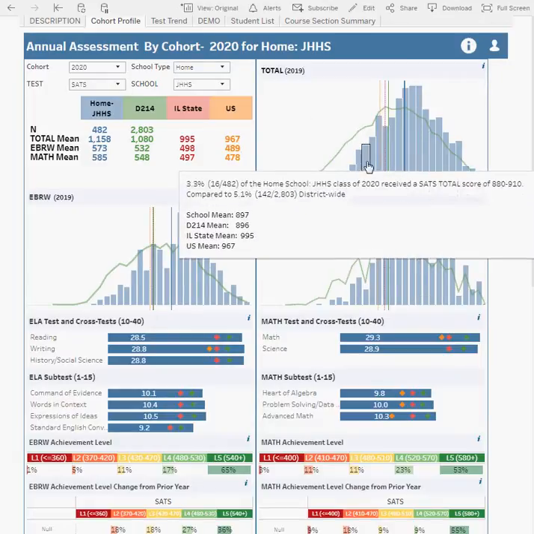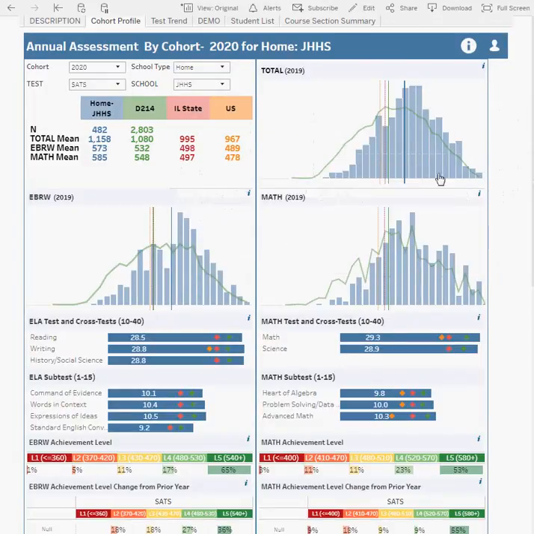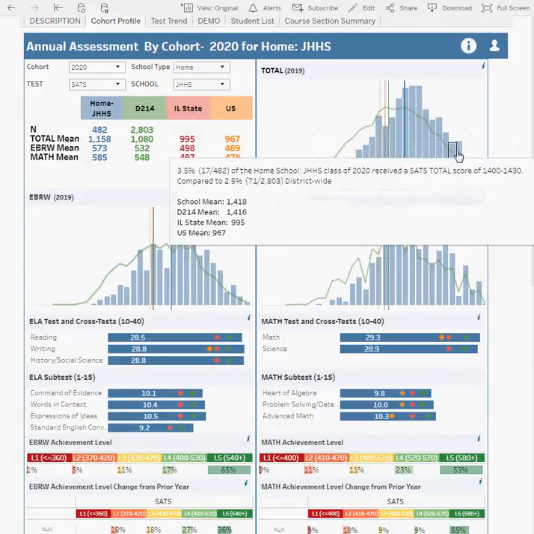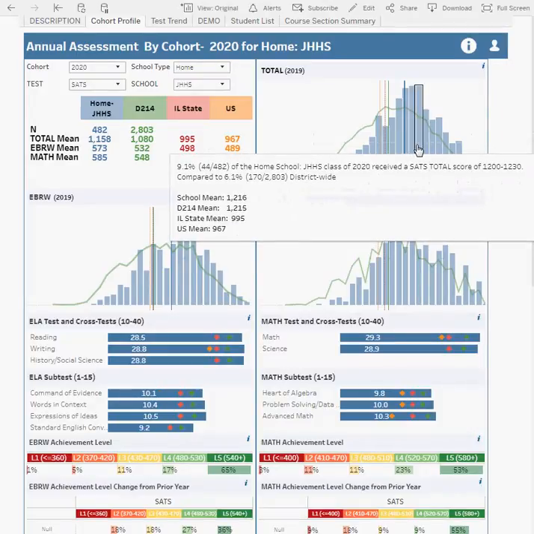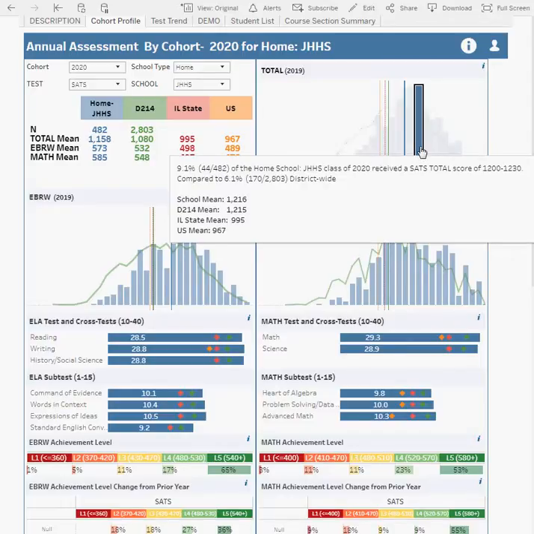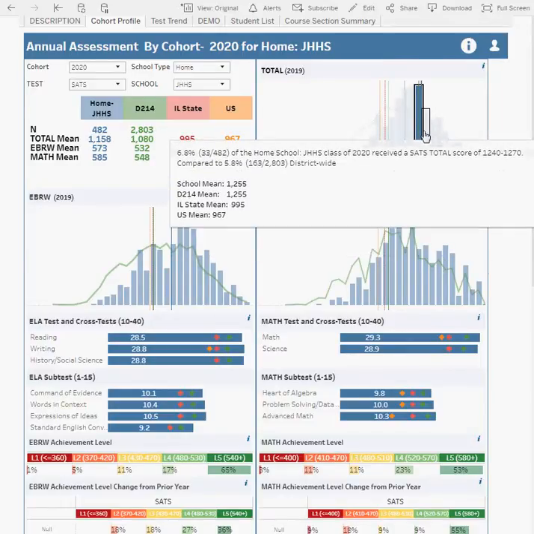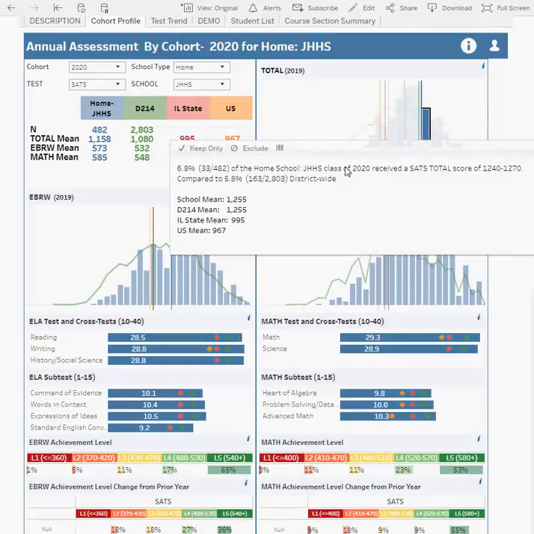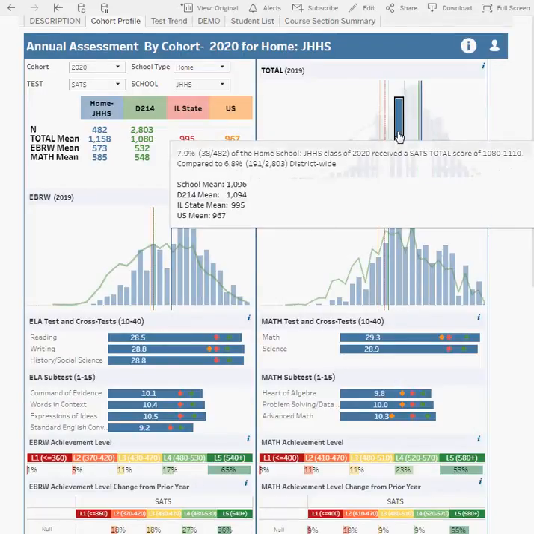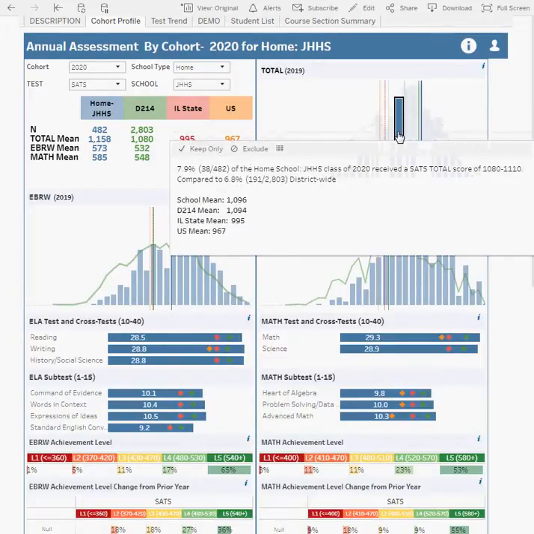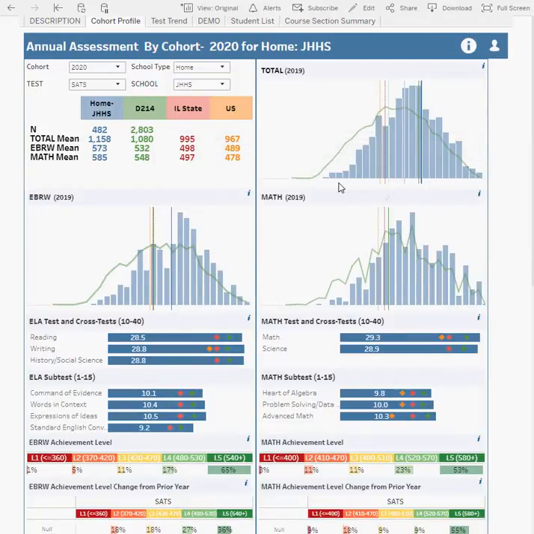So for instance, the blue is the distribution for Hersey, and you can see the green is the distribution for the district. If I hover over one of these bars, you can see I'm seeing both the individual Hersey data, but also compared to 6.1% for the district. If I wanted to see who these students are, I could actually click on this bar, and you'll see a little pop-up came up that said View Students, and if I click that, it'll actually take me to those students.